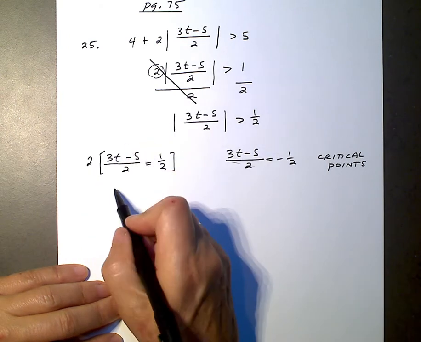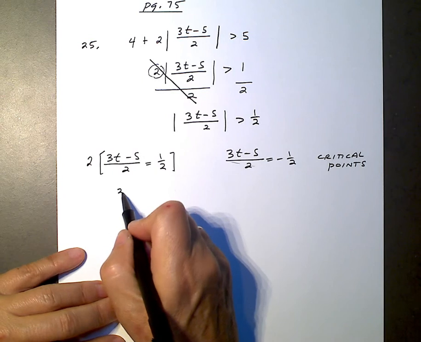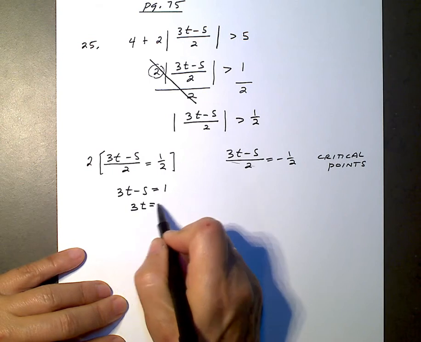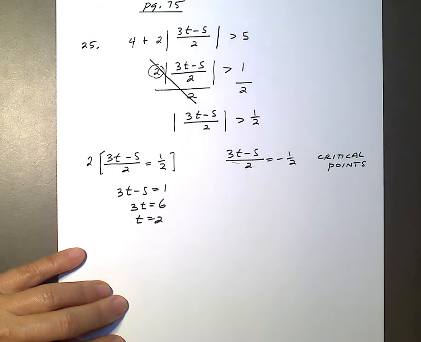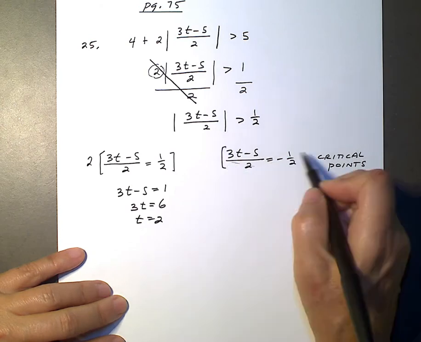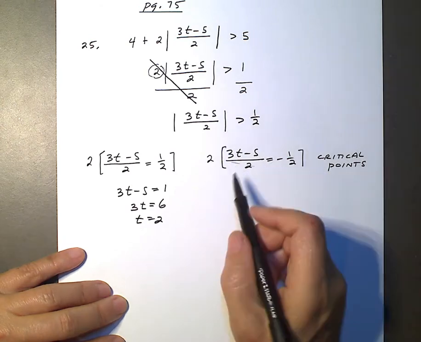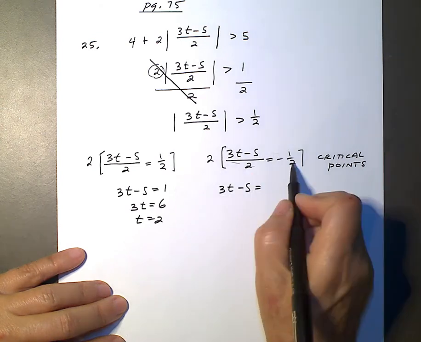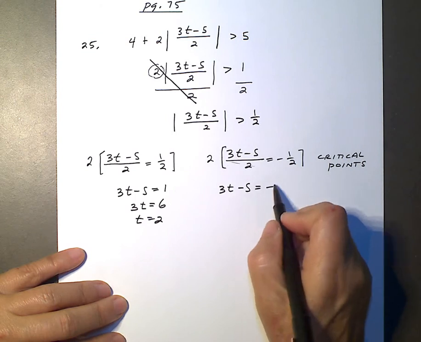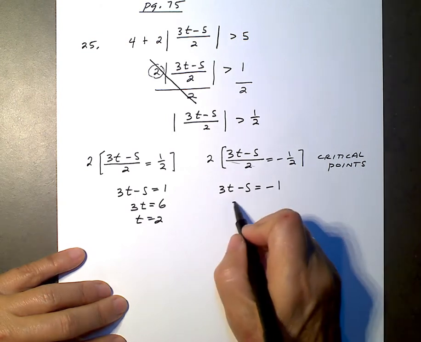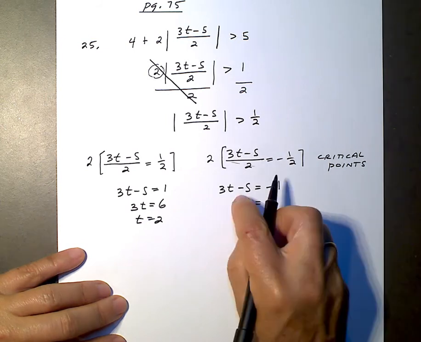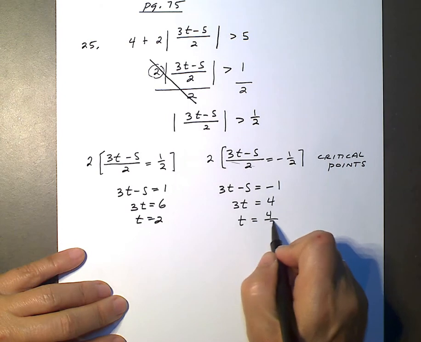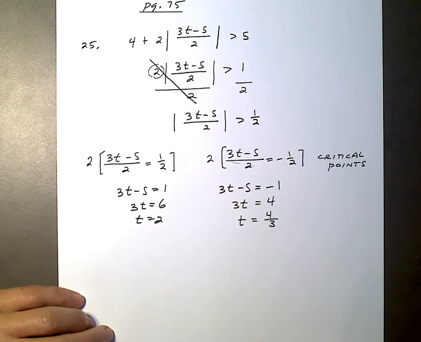So 2 for every term, I will have a 3t minus 5 equals 1. So 3t is equal to 6, so t is equal to 2. On this one, same thing. Clear your fractions. So I will have a 3t minus 5 equals 2 divided by 2 is 1 times negative 1 is negative 1. And then I'm going to add 5 to both sides. Plus 5 plus 5, I'll have a 4. So t is equal to 4/3. So those are my two critical points.